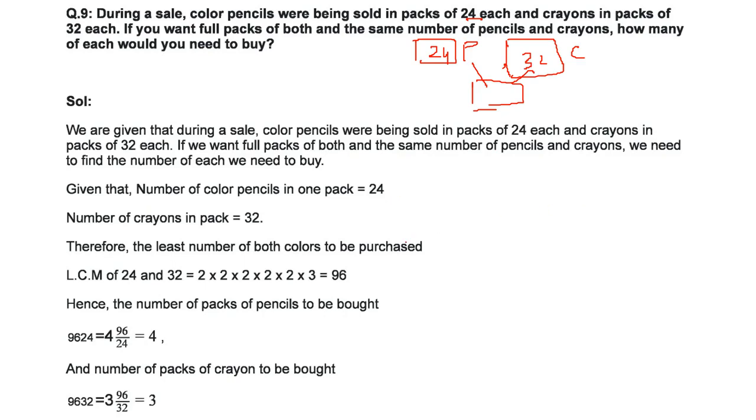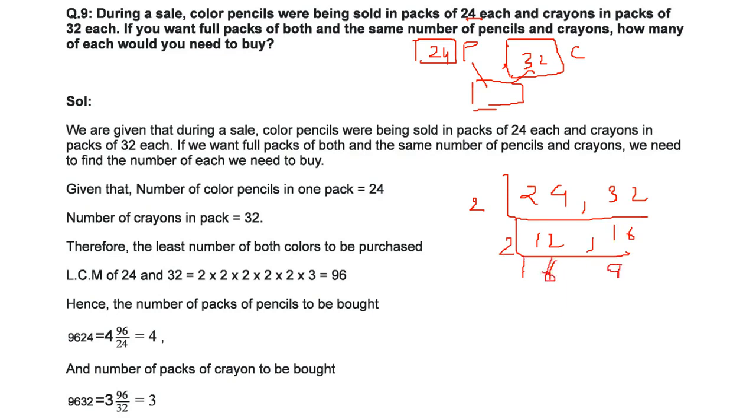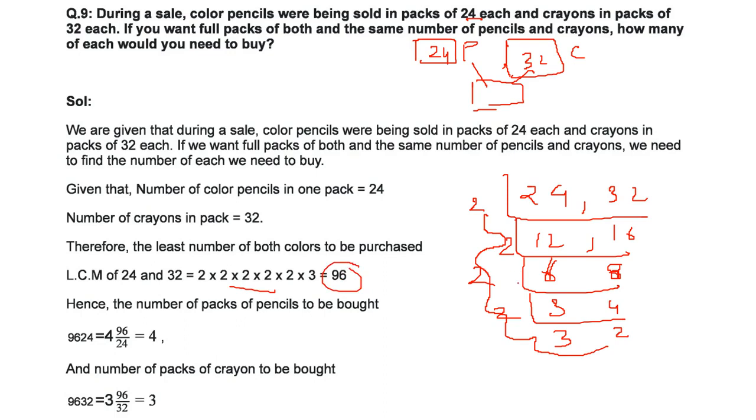Let me tell you how to do this. The simpler method is like this. Just take these two numbers, 24 and 32, and start dividing by 2. We get 12 and 16. Then 2 again: 2 sixes are 12, 2 eights are 16. Now let us apply 2 again: 2 threes are 6, 2 fours are 8. And then 2 again. So 2 to the 4, and 3 remains here. So 2 into 2 into 2 into 2 into 3 into 2, which gives 96. So 96 is our LCM. You just have to multiply all these numbers to get the LCM.